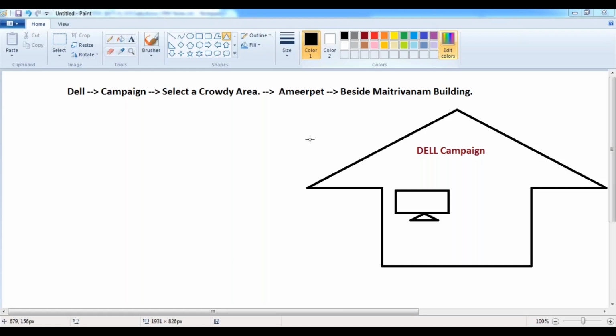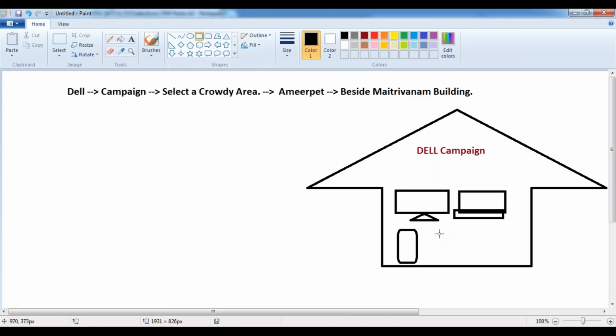purpose. Now, the Dell people are going to be conducting a small campaign. Inside this campaign, they're placing the recently manufactured products for display purposes. What are the desktops they have manufactured? They're placing those desktops inside this campaign for display. What are the laptops they have manufactured recently? These laptops also they're placing inside this campaign. What are the mobiles they have manufactured? Nothing but the smartphones. These smartphones also they're placing inside this campaign for display purposes.